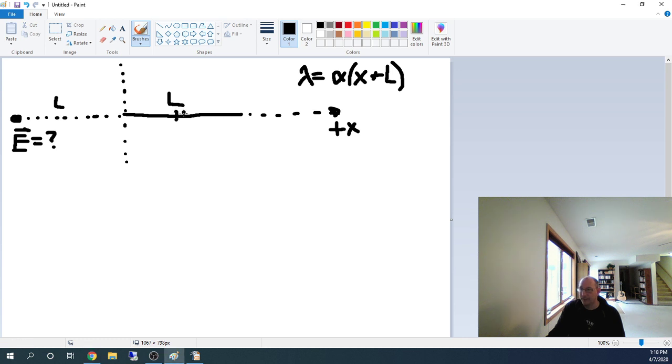So here's what we're doing. We're going to break this down, and the position of this arbitrary little spot on there is position x. The length of that little piece is dx, because it goes from x all the way up to x plus dx. Okay, so there's our position.